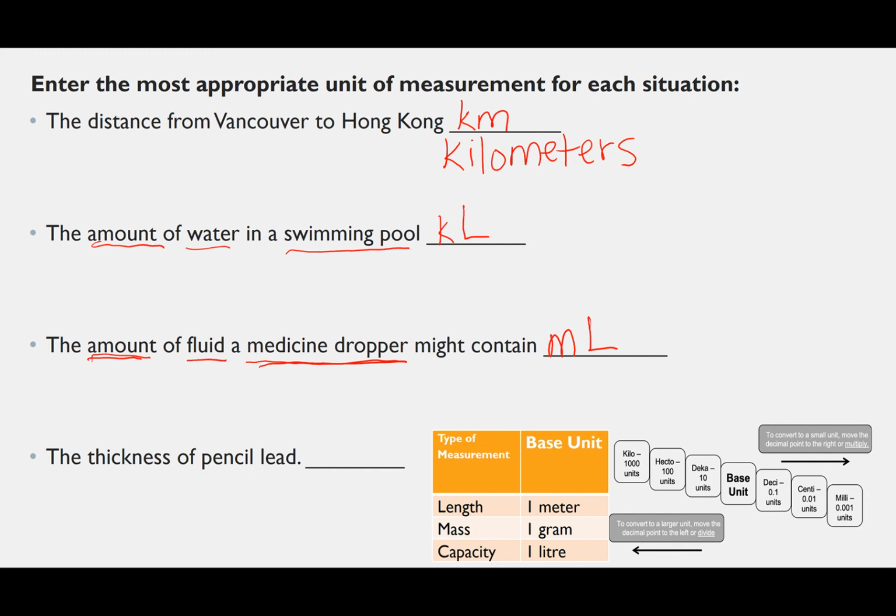Okay. And lastly, the thickness of pencil lead. Now, if we want to know the thickness, we probably want to measure length. That's our best bet. And if you look at your pencil, the thickness of the pencil lead is very small. So once again, we're going to use the very last part of our ladder. So that would be in millimeters.